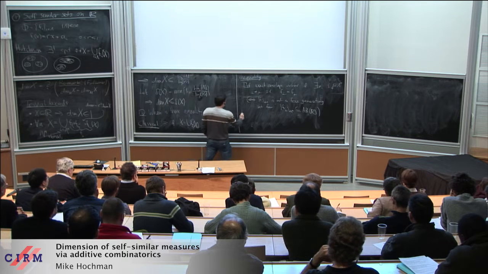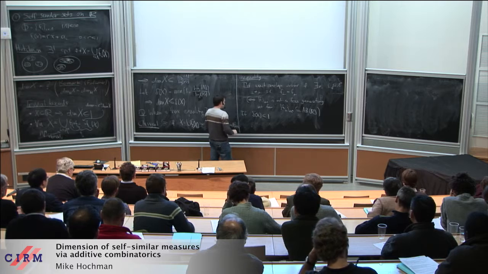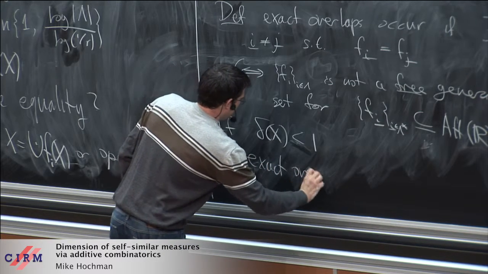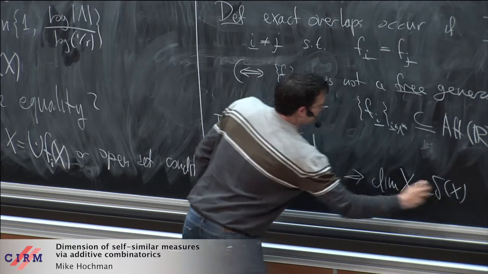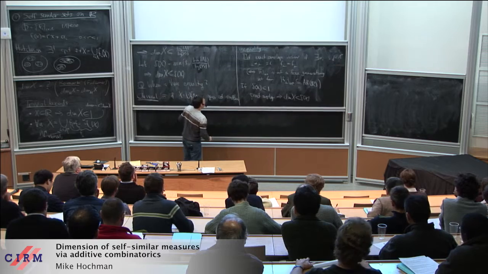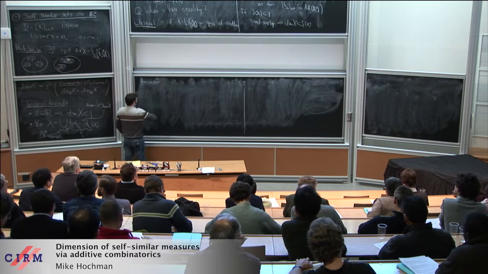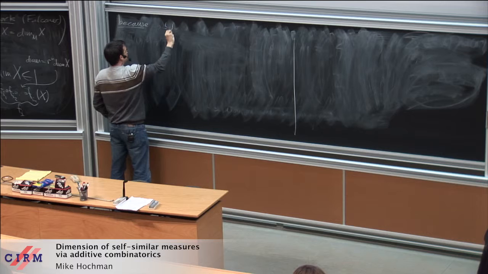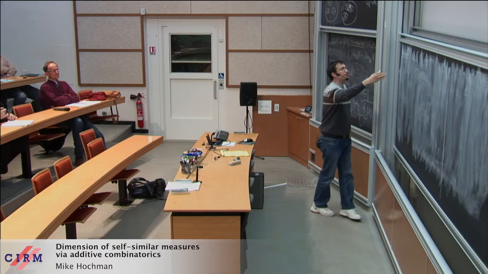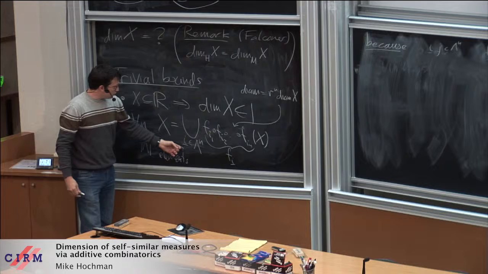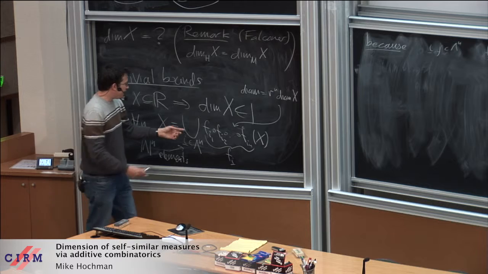And if delta of X is less than 1, then exact overlaps imply that the dimension of X is strictly less than delta of X. And let's see why that is. Because suppose that you have these I and j in Lambda^n, so that f_I is equal to f_J. Then you can just take this relationship over here, X being the union over all sequences of length n of f_I of X, exactly as a presentation of X as a self-similar set for these maps.